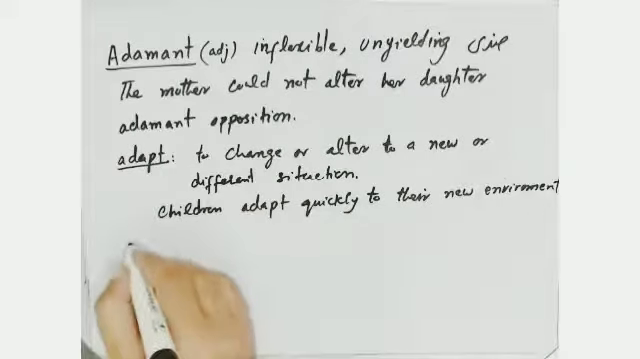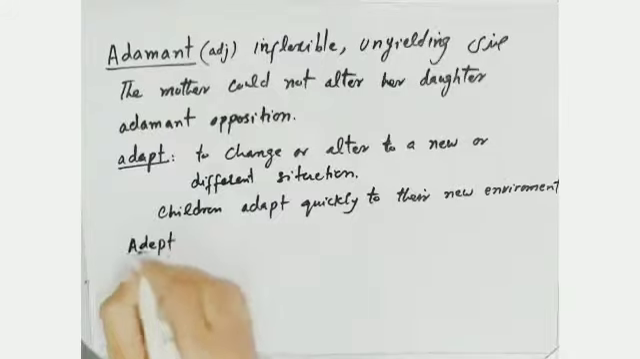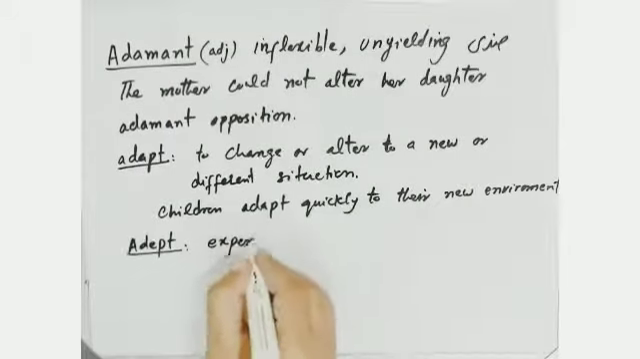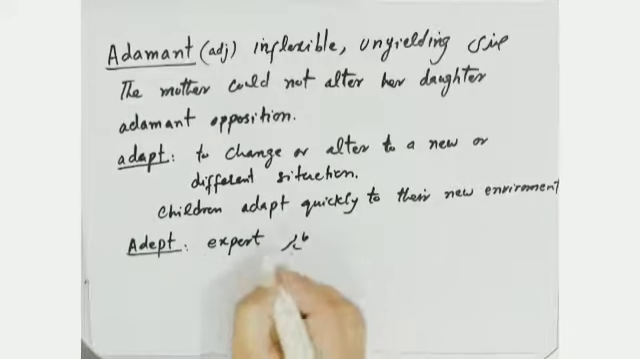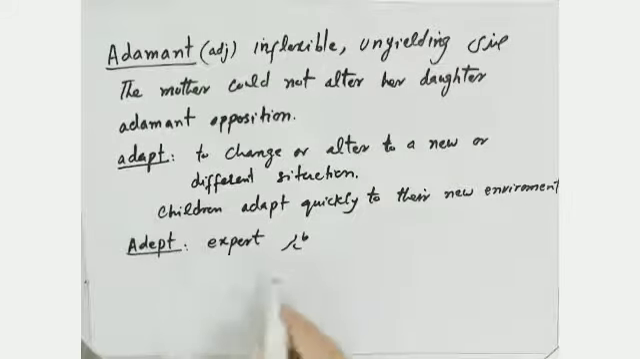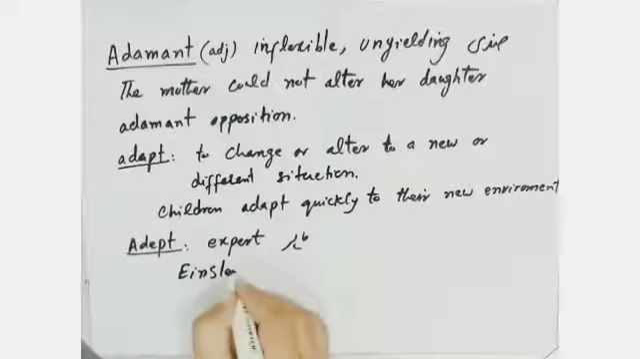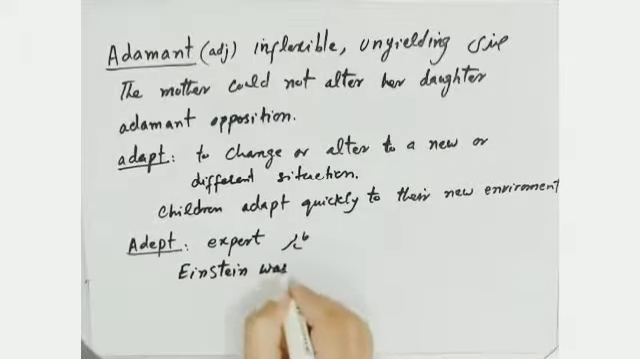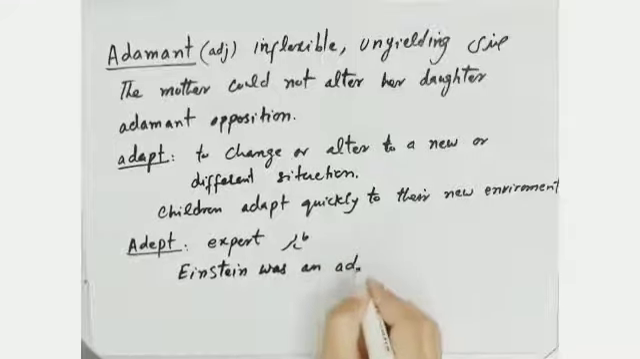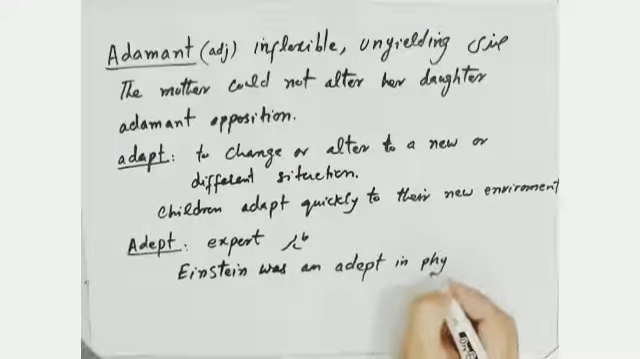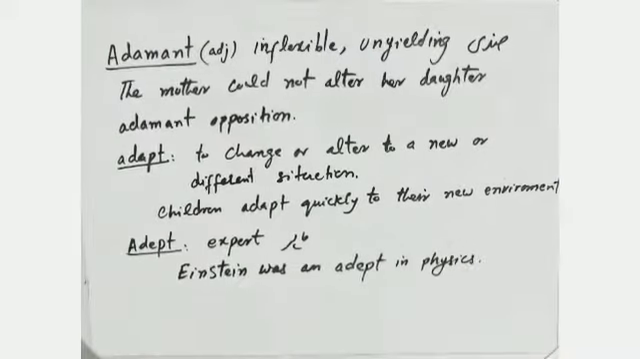The next word is adept, A-D-E-P-T. Adept means expert, mahir. Einstein was an adept in physics. Einstein physics mein mahir tha.